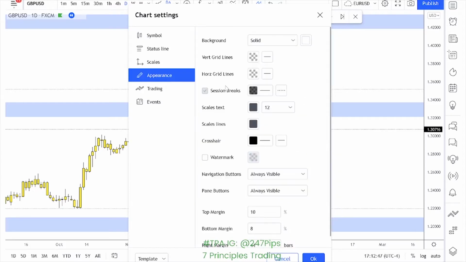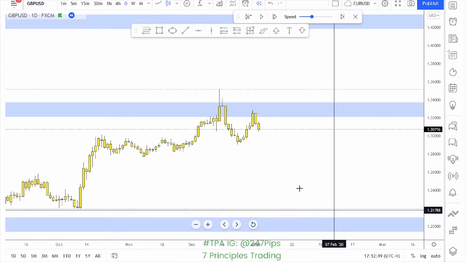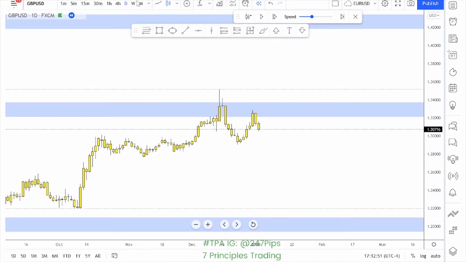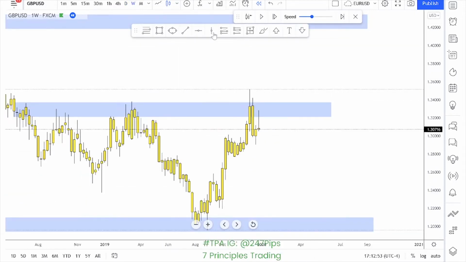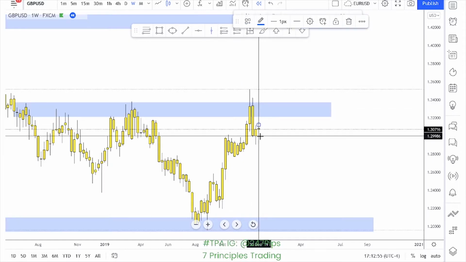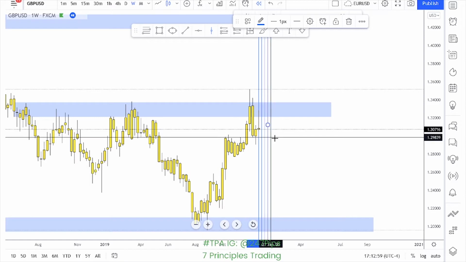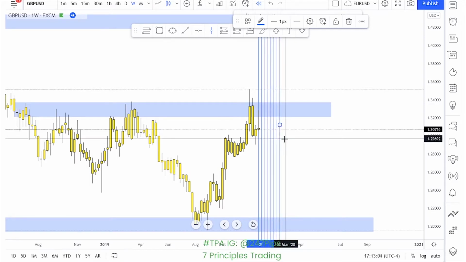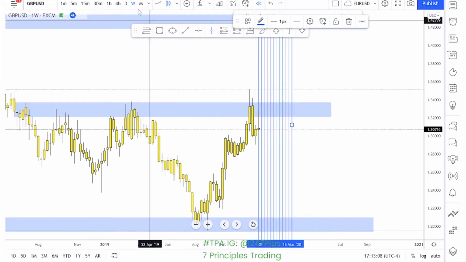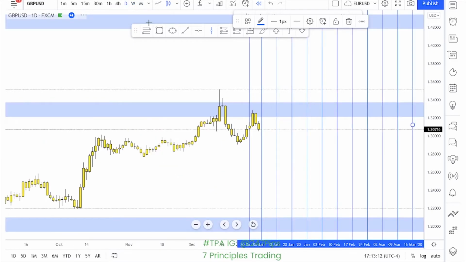I believe session breaks. Okay, so we do have it in. I must go back to the weekly time frame, and I'm gonna add these period separators in. The reason why I'm adding period separators, just in case towards the end of the week, I want to update my analysis if need be, and I just want to be able to stay updated. So that's going to happen around Friday, around the weekends. So that's what we're doing by having these period separators.